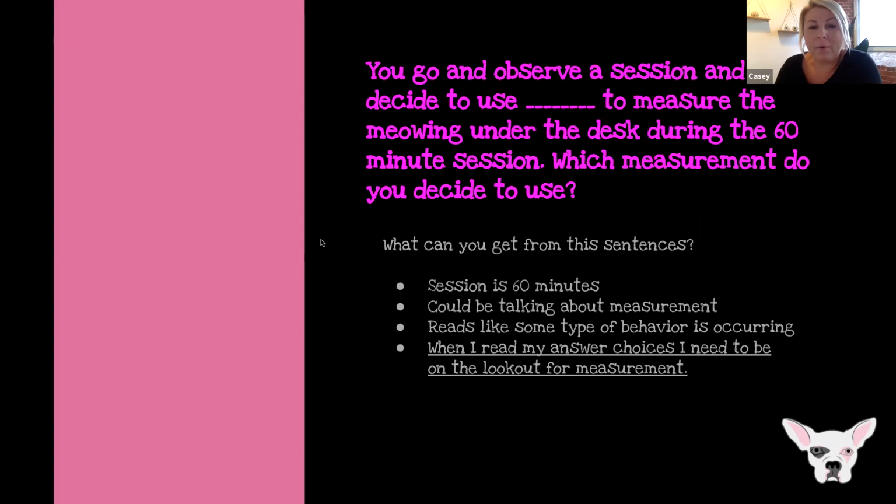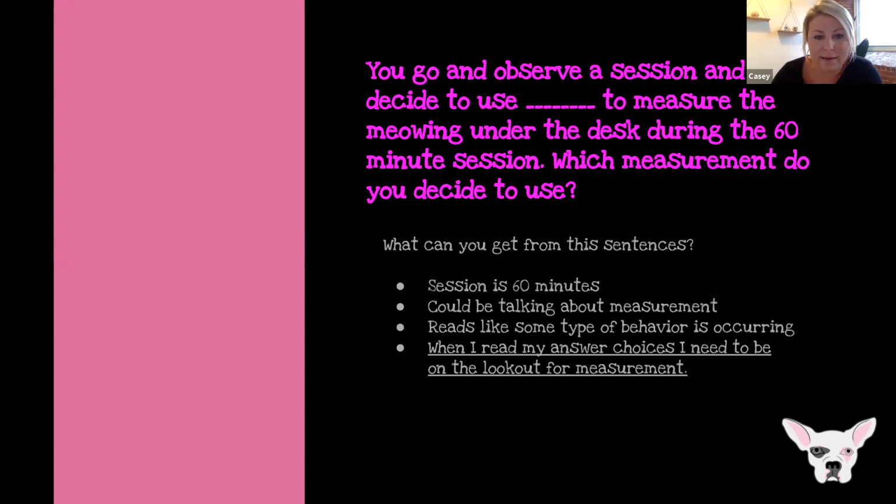So now it's taking out that last kind of sentence, right? You go and observe a session and you decide to use blank to measure the meowing under the desk during the 60-minute session. So what can you get from these sentences? Well, if I'm pulling this out, I would say a session is 60 minutes. What measurement? So it's talking about something with measurement. Some type of behavior is occurring, right? It's meowing. All right, great. When I read my answer choices, I need to be on the lookout for measurement. That's what I would say to myself.